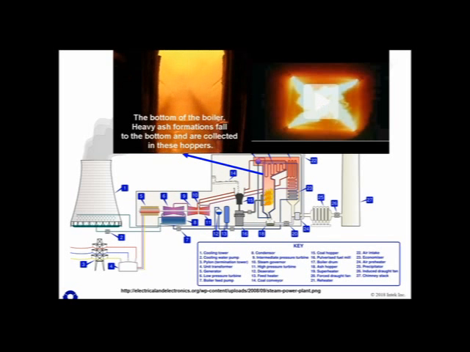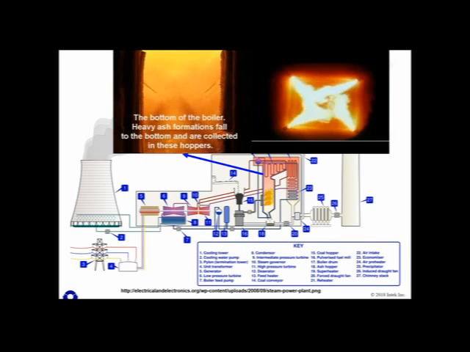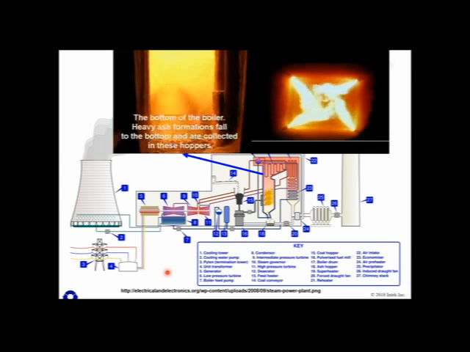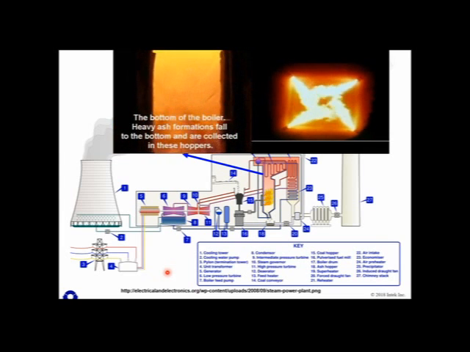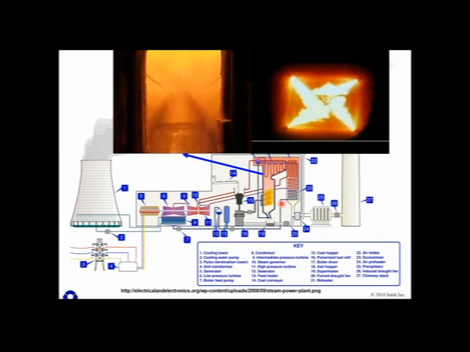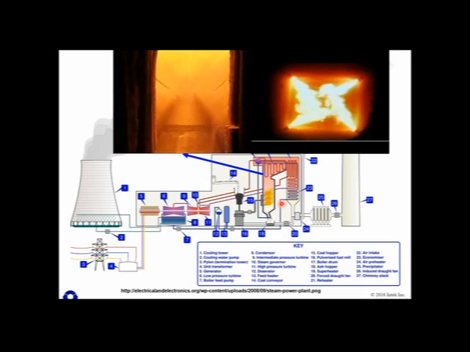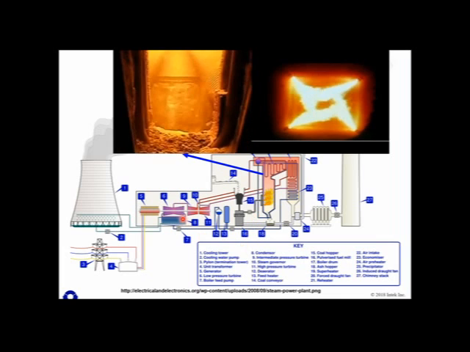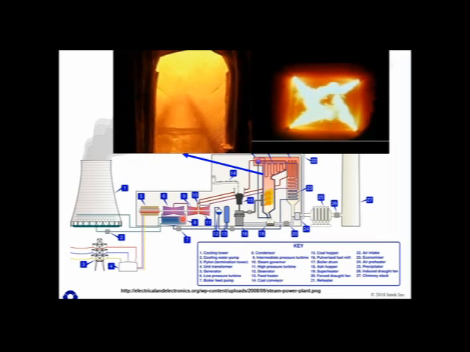So with that, let's get started. On this slide is a diagram of the typical steam power plant. You can see three major components of the steam cycle. You can see the boiler here, the turbine here, and you can see the heat exchangers.